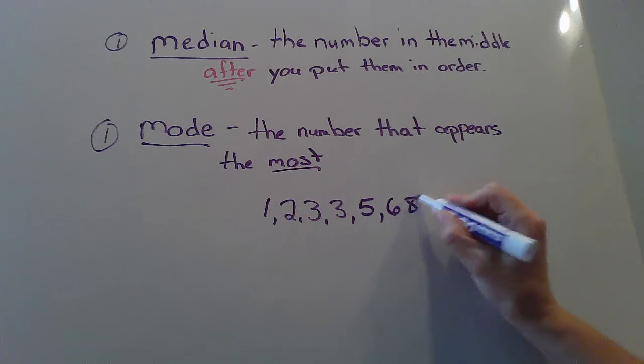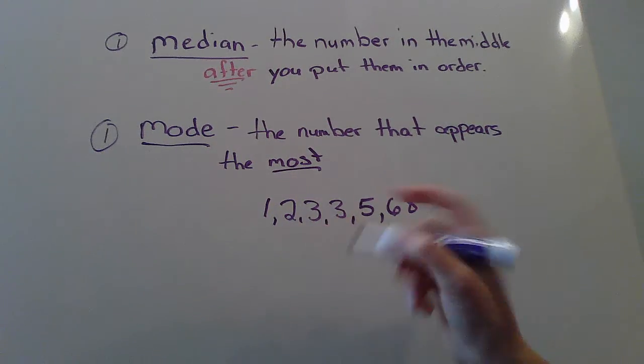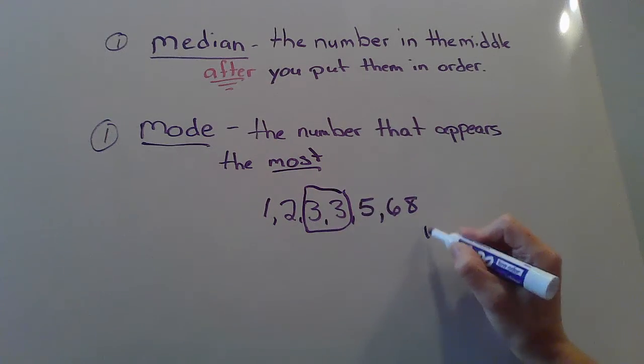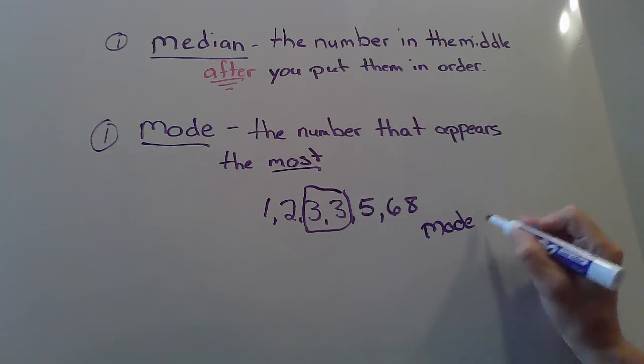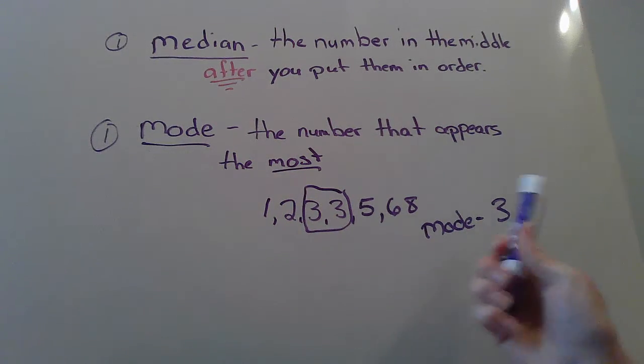If you don't put it in order, sometimes it's harder to see that, wow, look, there's two 3s here. So the mode for this data is 3 because it appears the most out of all of them. Sometimes you can have more than one mode. You might have two 3s and two 5s. It's okay to have more than one mode in a set of data. Mode is simply the data that is repeating the most.